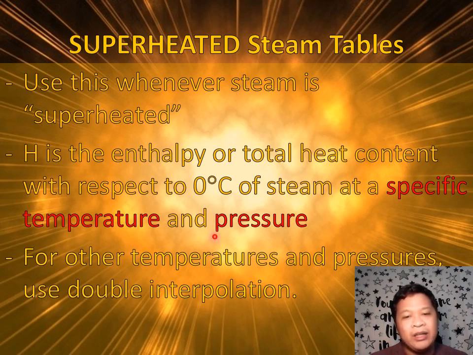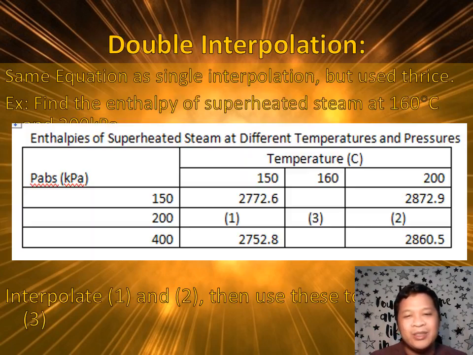Okay. Ngayon, ang problema dito, kapag hindi bumagsak doon sa superheated steam table mo yung temperature and pressure na nasa isang problem or sinasolve mo, you need to use double interpolation. Ooh, okay, ano yan, sir? Ito lang naman yung example niya. You use the same equations, pero you have to interpolate 3 times. Bakit nga siya double? Three times pala para makuha mo yung sagot.